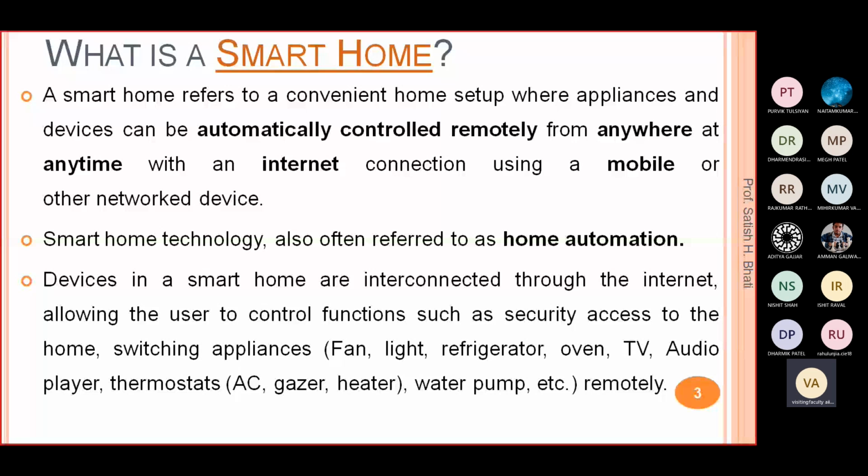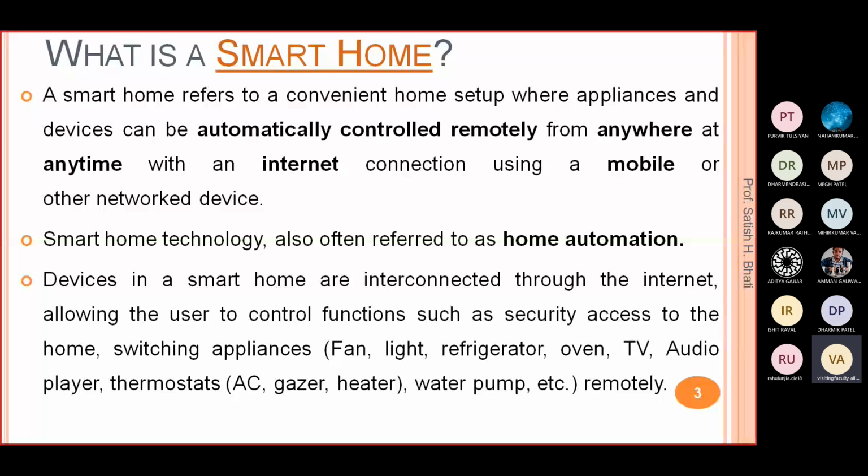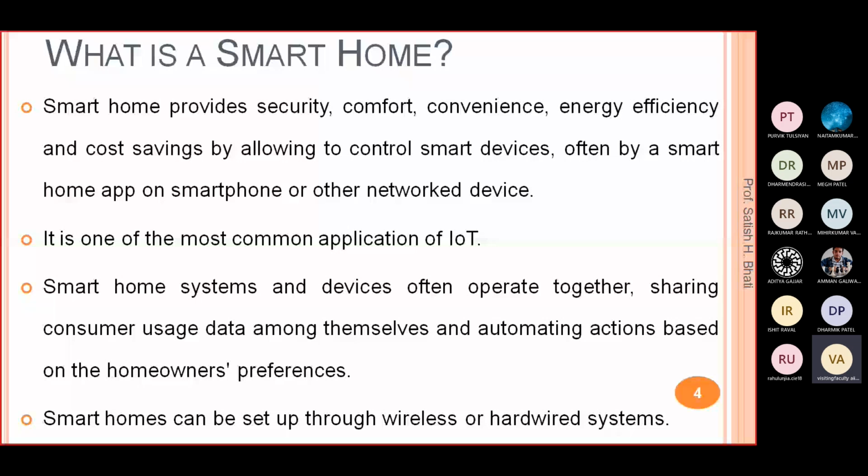So that way also you can use the smart home. Smart home provides security, comfort, convenience. Also, it will save energy. So energy efficiency they will be providing, and because of that, it's cost saving, right? And all these things they provide by allowing you to control the smart devices, most of the time by some smart home tech, using your mobile, or sometimes a network device like a display, or some device with which you can talk. So this smart home or home automation, we can say, is one of the most common applications of IoT.